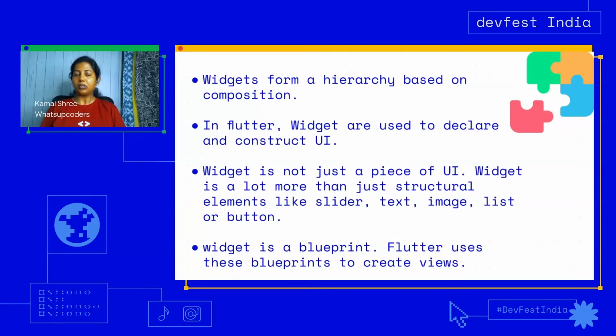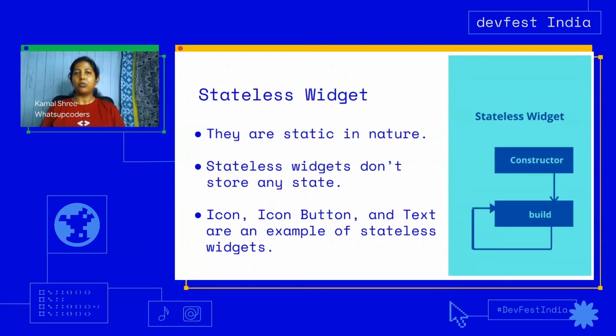It is a sophisticated component that actually does more than what you can see. In layman's language, if I have to say what a widget is, I would say it is a blueprint to create your views. Simple as that. So now we have established that a widget is a very integral part of a Flutter developer's life. Now, what are the types of widget?